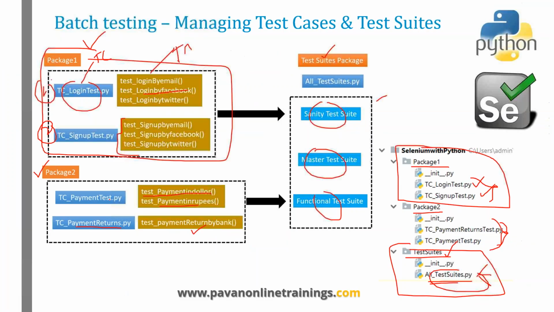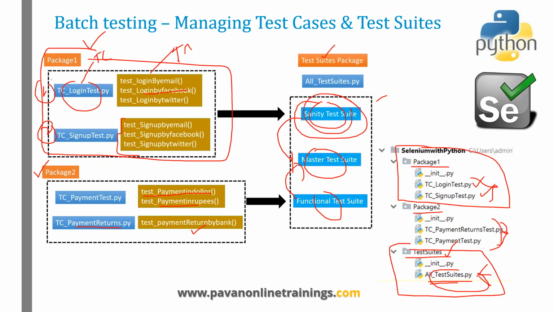As an example, I'm going to create 3 test suites: sanity test suite, master test suite, and functional test suite. Master test suite is a combination of sanity as well as functional, so it contains all the test cases. Sanity test suite contains only login test and sign up test. These all come under sanity. And payment test and payment returns, I have categorized into functional, and master test suite is nothing but all the test cases.